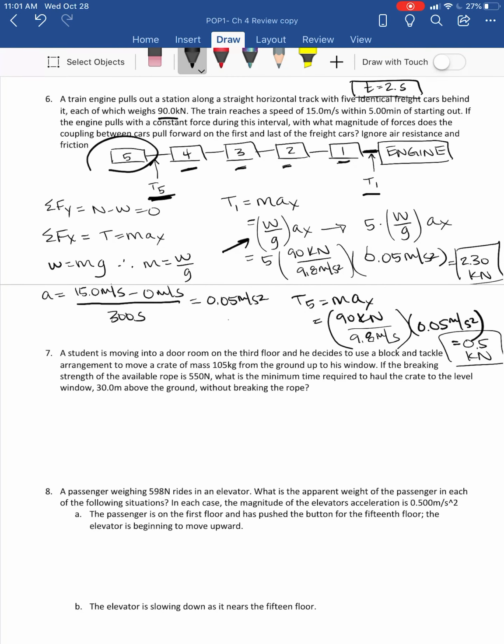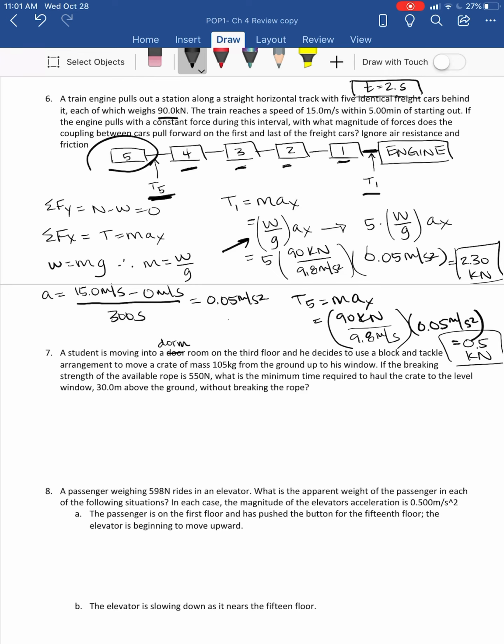All right. Here's another one that I have made a typo or two on. So this says that a student is moving into a dorm room on the 3rd floor, and he decides to use a block and tackle arrangement to move a crate of 105 kilograms from the ground up to his window. So he's moving it in the upward direction, meaning that it does have acceleration in the y direction.